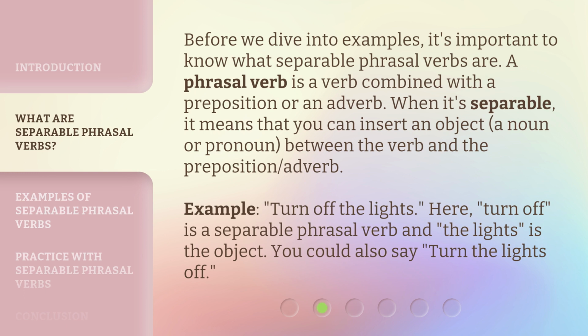Before we dive into examples, it's important to know what separable phrasal verbs are. A phrasal verb is a verb combined with a preposition or an adverb. When it's separable, it means that you can insert an object, a noun or pronoun, between the verb and the preposition or adverb. Example: turn off the lights. Here, turn off is a separable phrasal verb and the lights is the object. You could also say, turn the lights off.